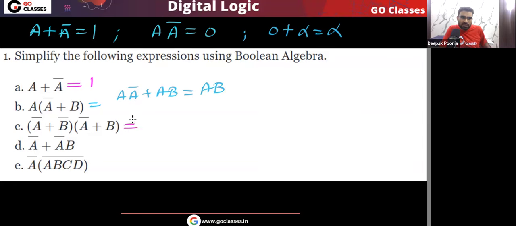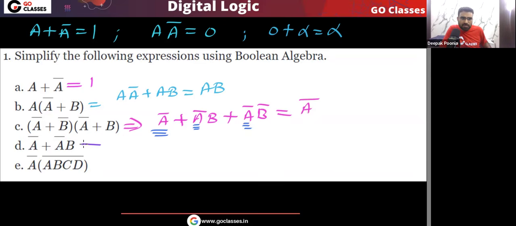What about option C? You can just multiply them and you will get A bar, or A bar B, or A bar B bar, or B bar B, that will be 0. Okay, yes or no? You already know B bar B will be 0. Here you can apply the absorption law, because you can notice we have A bar here, the same A bar here, and the same A bar here. So you can apply the absorption law, the final answer will be A bar.